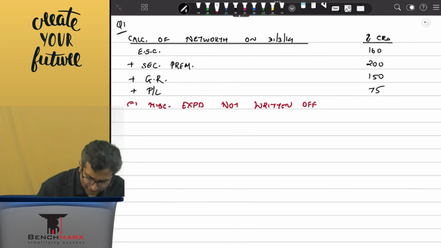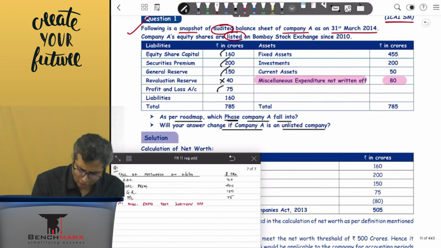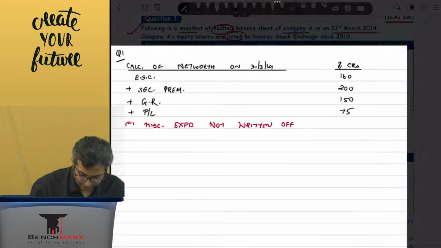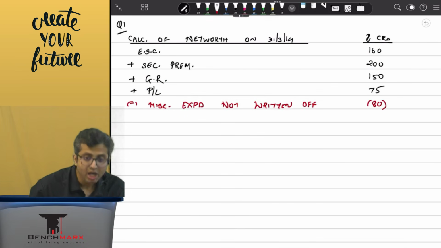Basically, it is an expense. It should have been written off. My profit should have been lower, but it is not written off. So I will reduce it now. Acha, help me with this.